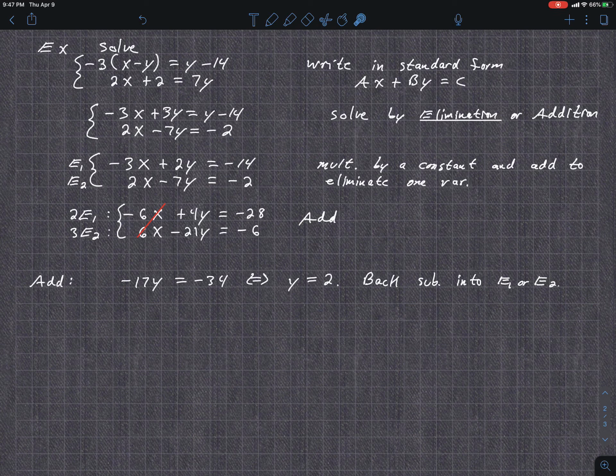So then, same as before, back substitute into equation 1 or equation 2. And you can actually go back to either one of these. It doesn't matter. Okay. So let's see, what did I pick? I picked the second equation again, looked a little easier. So I picked equation 2 to do my back substitution. So that's going to be 2x minus 7 times y, which is 2, equal to negative 2. And then I solve that.